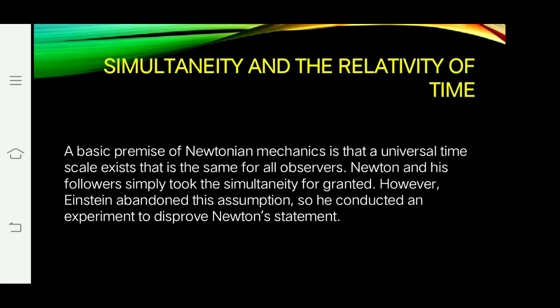A basic premise of Newtonian mechanics is that a universal time scale exists that is the same for all observers. Newton and his followers simply took the simultaneity for granted. However, Einstein abandoned this assumption, so he conducted an experiment to disprove Newton's statement.